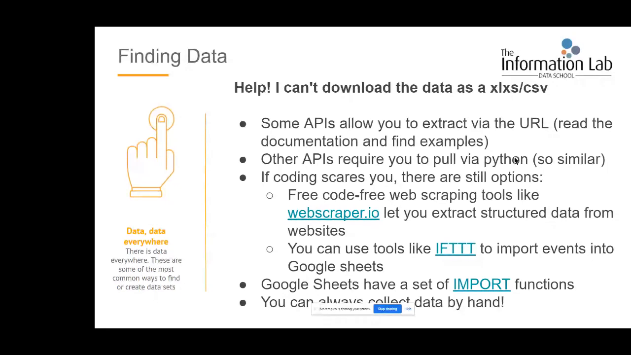And the last one is Google Sheets itself has a set of importing functions, like import data and import HTML. If you look at the documentation, you can see what options they have, and you just write it into a Google Sheet cell as a function itself, and that can pull down structured table data and some unstructured data as well. And lastly, you can always collect and curate data by hand.